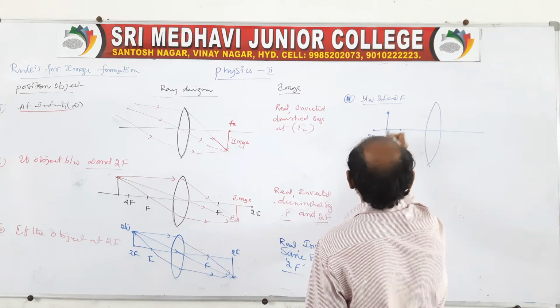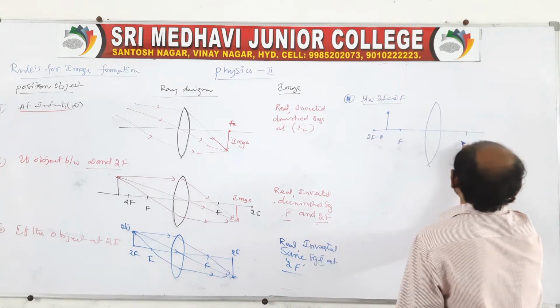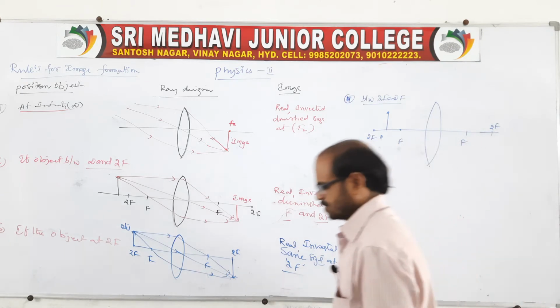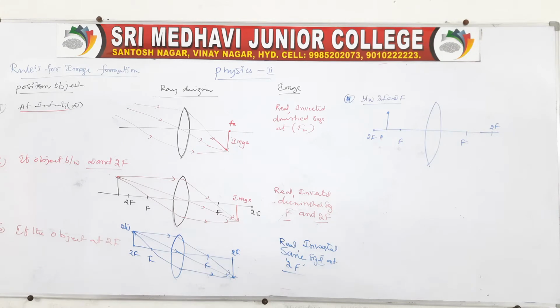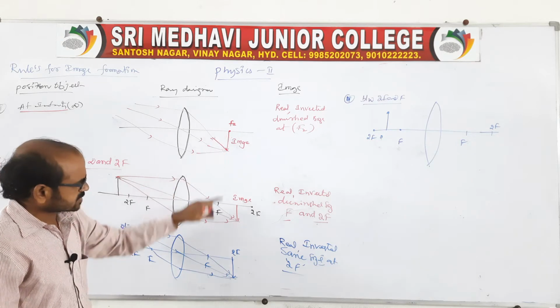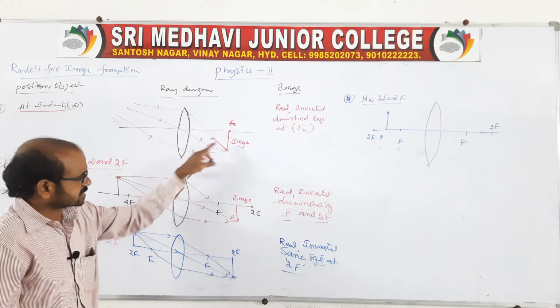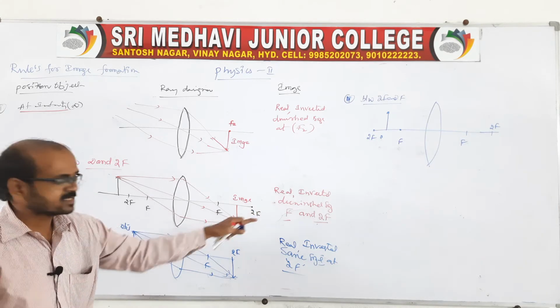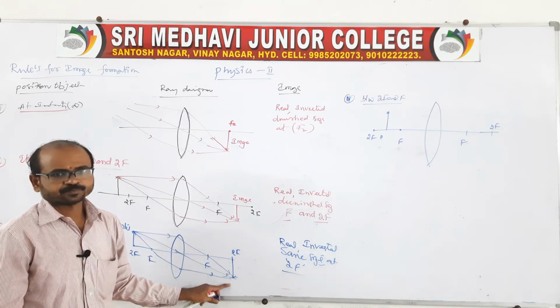Yes, this is the object position, and therefore it is f and it is 2f. Now you look here, very simple. I will tell you one more comparison also. When the object is at infinity, the image will be diminished and real at f. As the object moves towards the lens, the image also moves away from the lens and the size is increasing.